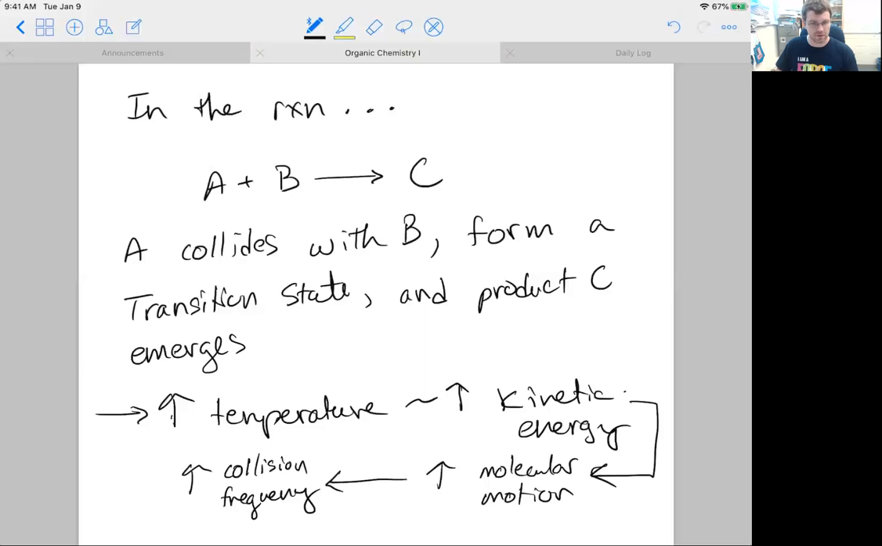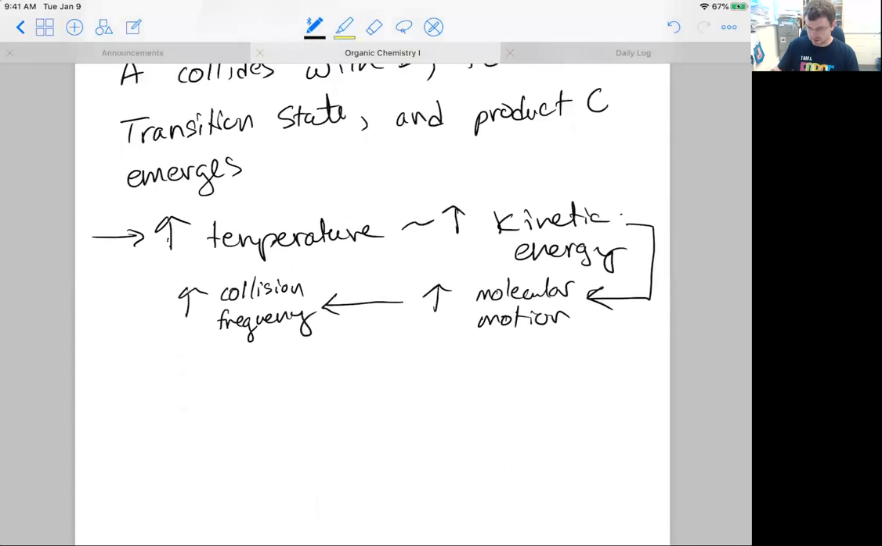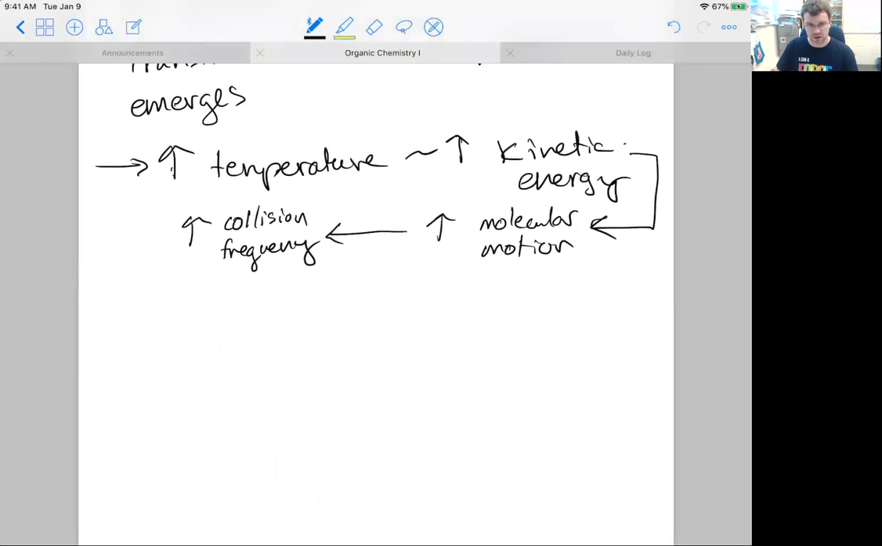There's another way of looking at this, and that is the Boltzmann frequency distribution. So the Boltzmann frequency distribution looks like this. And it's often just called the Boltzmann distribution.